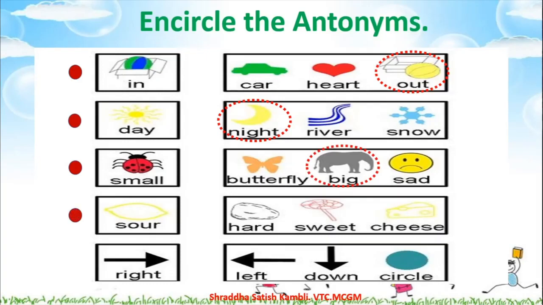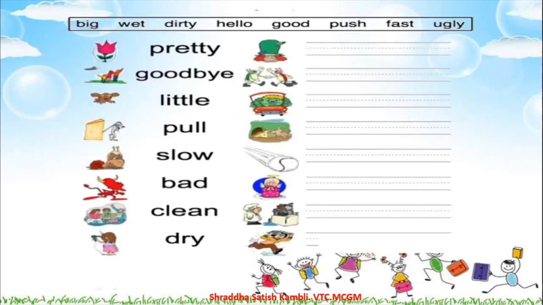Okay, so what is sweet here? Is it the hard stone or the soft cheese? It is the sweet. You can say Pepsi. What about directions? What is the opposite of right? Is it down, is it left, or is it circle? It is left. Okay, so now we know how to match up and how to pair up the antonyms, isn't it? Come on, let's move on and let us do one more exercise here.